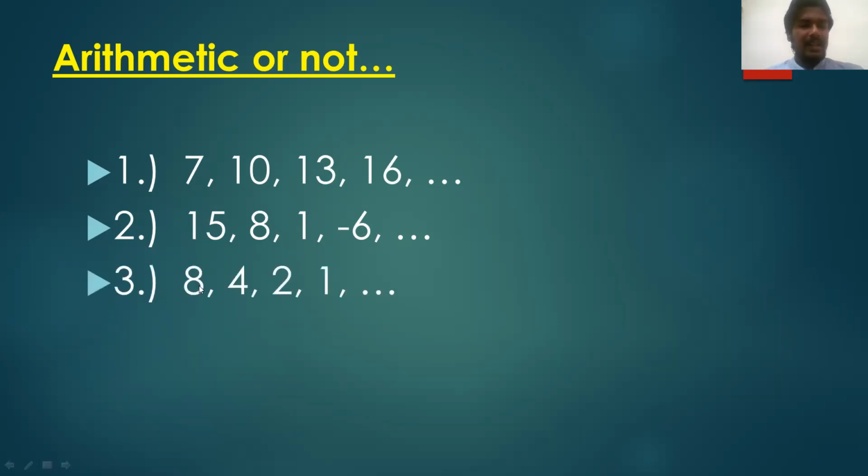The third example is 8, 4, 2, 1. The difference between the first term and second term is 4, whereas the difference between the second term and third term is 2. So it is not an arithmetic series.